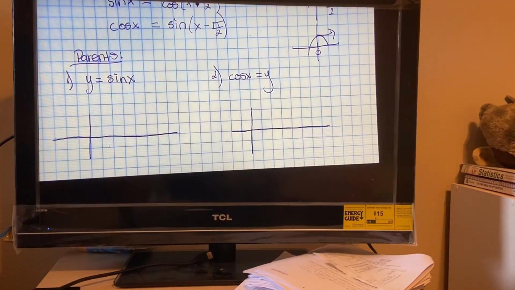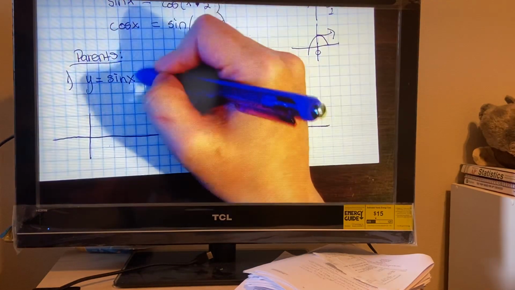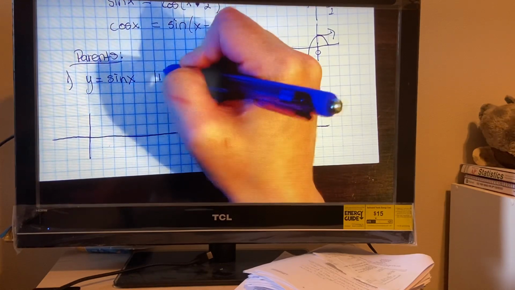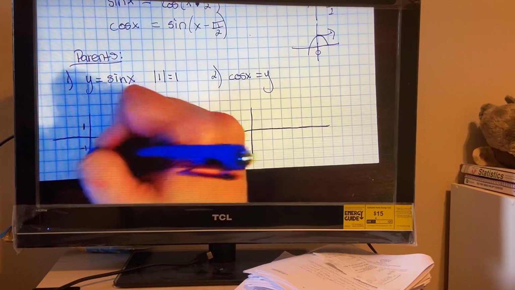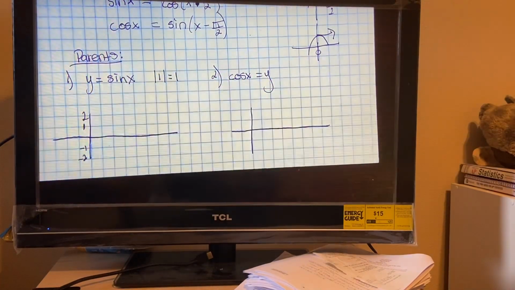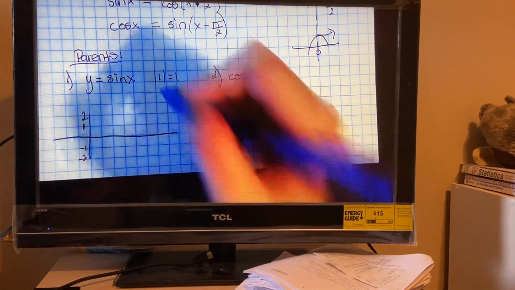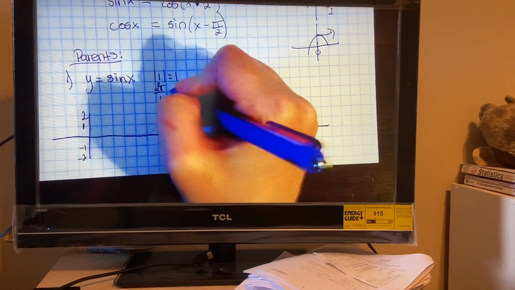Okay, so I need a few things. I need amplitude and I need period for me to be able to label these axes. My amplitude is the absolute value of 1, which is 1, so my y-axis is going to be in ones. My period is 2 pi over 1, which is 2 pi.